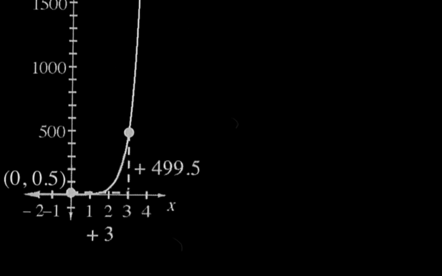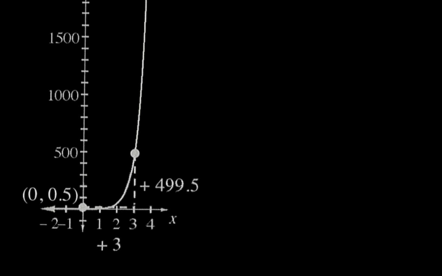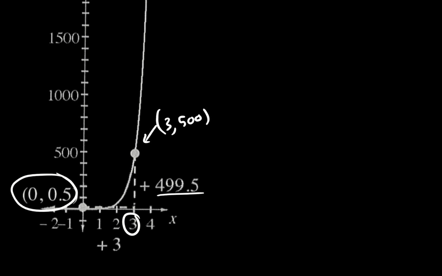So there's two values that I can see. I know that if I put 0 in for x, I get a half. And when I put in the number 3, it goes up by 499.5. So in other words, this point right here is the point x is 3, y is 500. Those two points I can use to come up with an equation in this form.